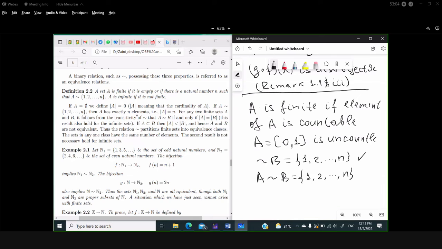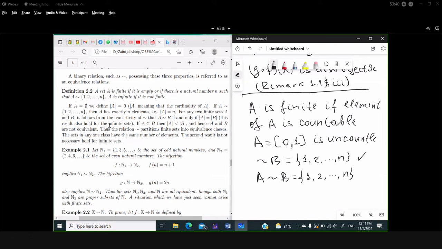Now, for any two finite sets A and B, it follows from transitivity that A and B are equivalent if and only if the cardinal number of A equals the cardinal number of B. So now you see another definition: two sets A and B are equivalent if the cardinal number of A is equal to the cardinal number of B.